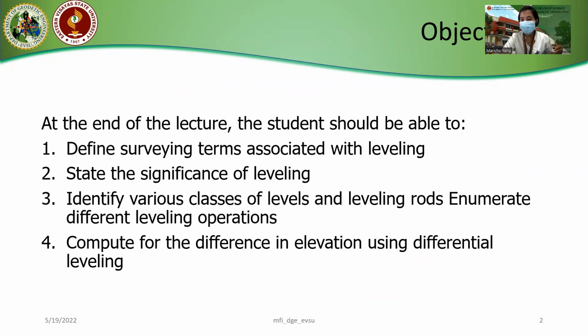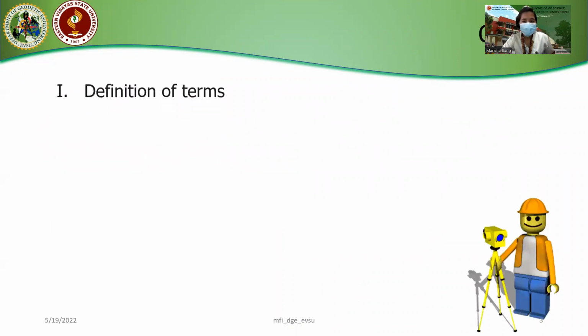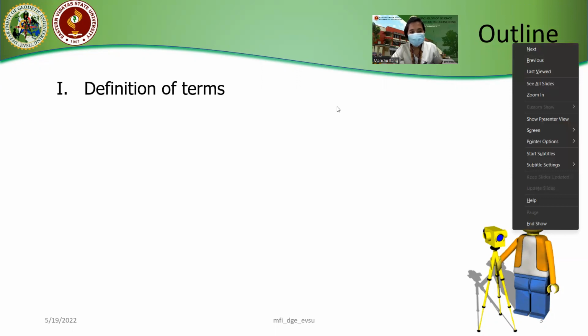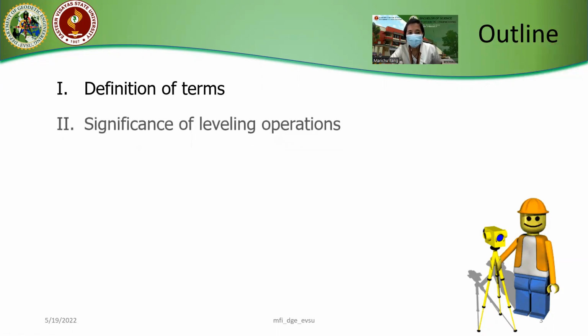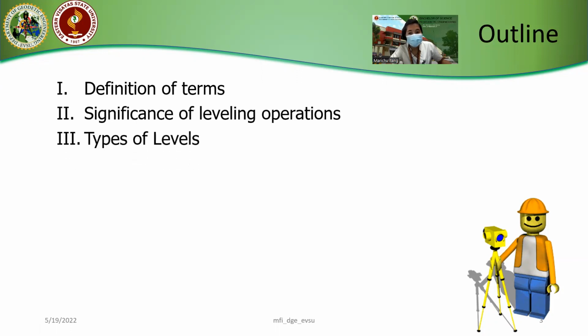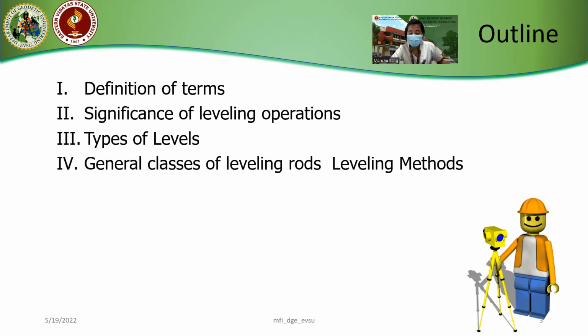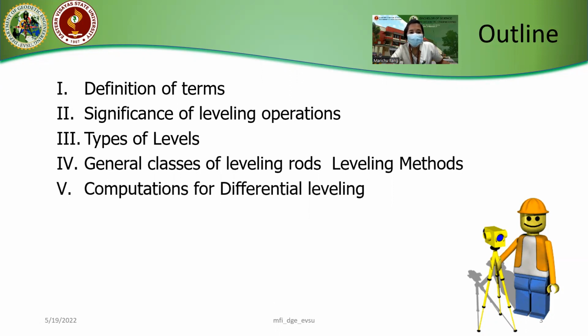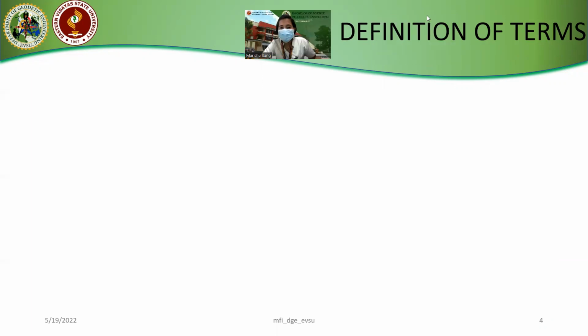So we are going to have some computation on how the difference in elevation, or difference in height, between points on the surface of the earth is determined using the leveling methods. These are the topic outline that we are going to focus on in this chapter. We have, again, definition of terms, significance of leveling operations, the types of levels, general classes of leveling rods or the leveling methods, and computation for differential leveling. So let's start with chapter one, topic one, which is on the definition of terms.